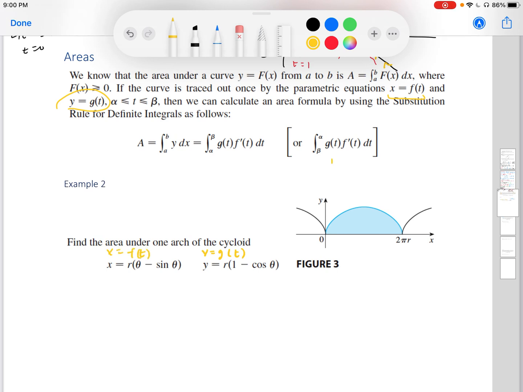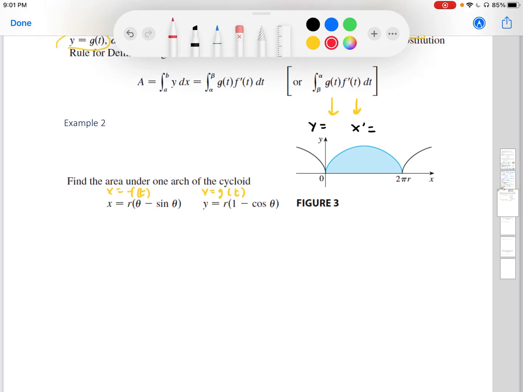So let me put it this way. g of t is your y, so you're going to plug in your y equals function. f prime of t is the derivative of your x, so you're going to plug in your derivative of x. And that's your equation for our area. So we have A is equal to the integral from 2 pi to 0 of r(1 minus cosine theta), since that is our g of t.